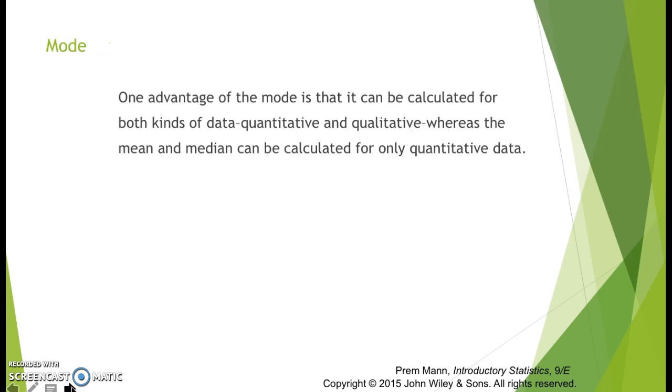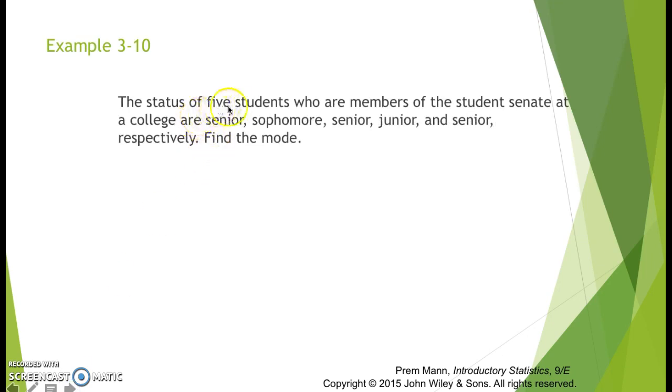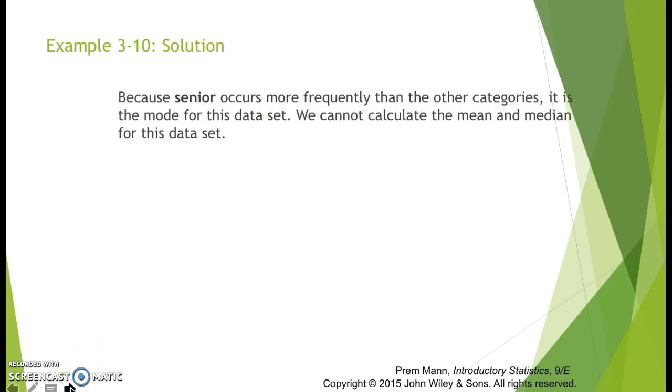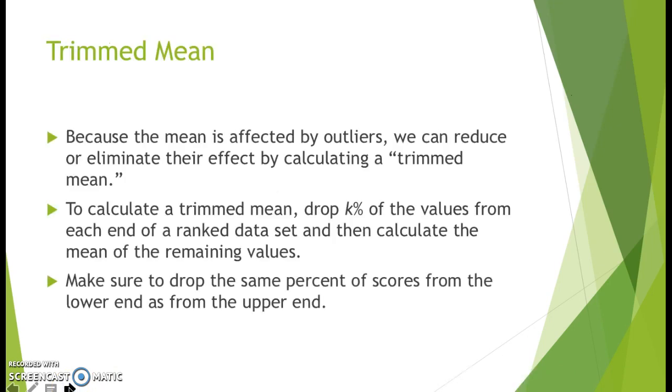One advantage of the mode is it can be calculated for both kinds of data, both quantitative and qualitative, while mean and median can only be done for quantitative data. So if we have 5 students who are members of the Student Senate, they're senior, sophomore, senior, junior, senior, and we find the mode, we know that we have 3 seniors, only 1 sophomore and 1 junior, therefore the mode is seniors. We can't calculate a median or a mean for this information.